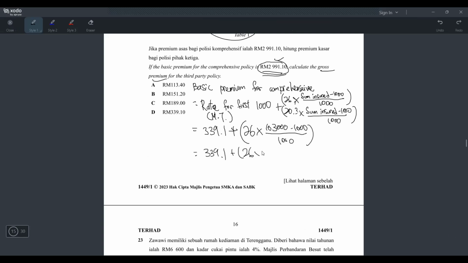So you get 102 and then times 26. So here will be 26, here will be 102, and then this will be 339.1 plus 26 times 102 is 2,652. And then you will get your basic premium after you plus. So plus 339.1. Okay, I get my answer is 2991. This one is the basic premium. Okay, my calculator give me this. So this is my basic premium for comprehensive, which is exactly the same as what they give us, right?